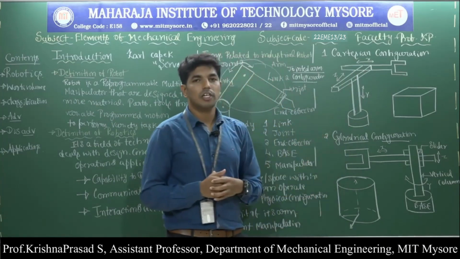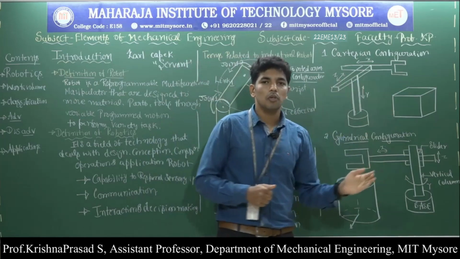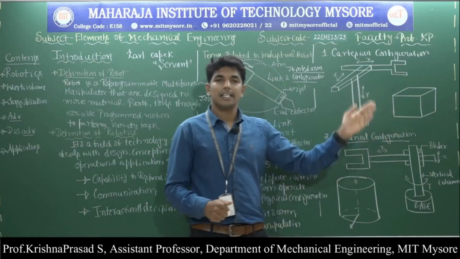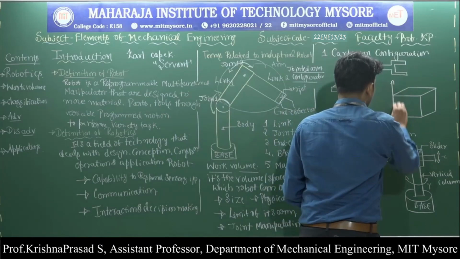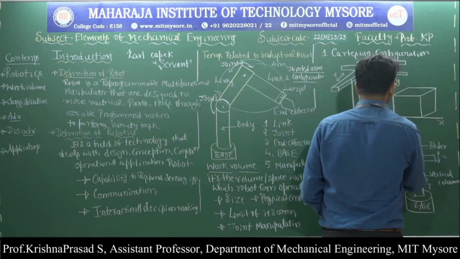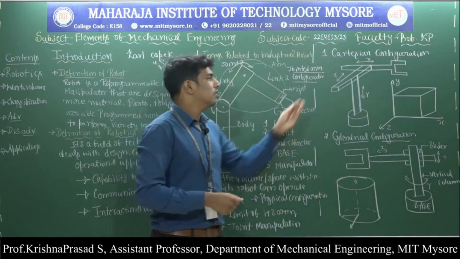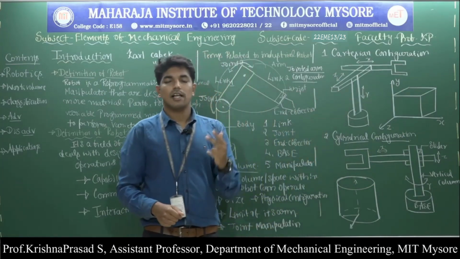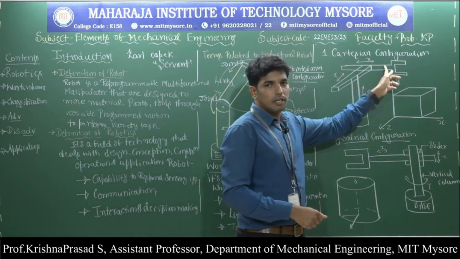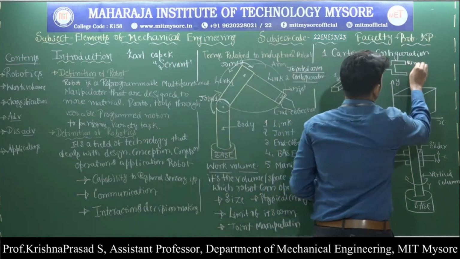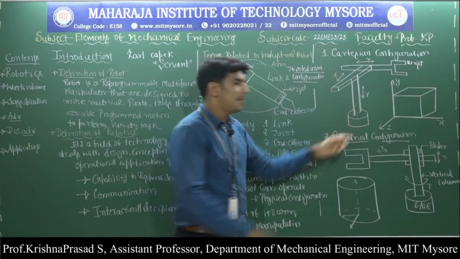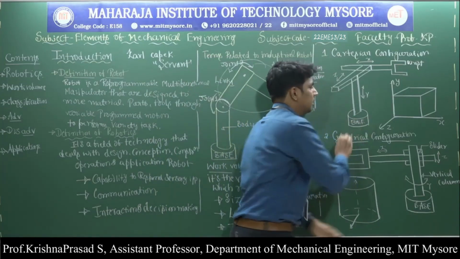In case of the Cartesian configuration robot, the motion of this kind of robot traces the rectangular workspace. That means this is called y direction, this is called x direction, and this is called z direction. This kind of robot consists of three perpendicular sliding joints along x, y and z axis. Observe here, this is one joint, connected to the wrist, and this is another joint, connected to the vertical column, and another joint, connected to the base.